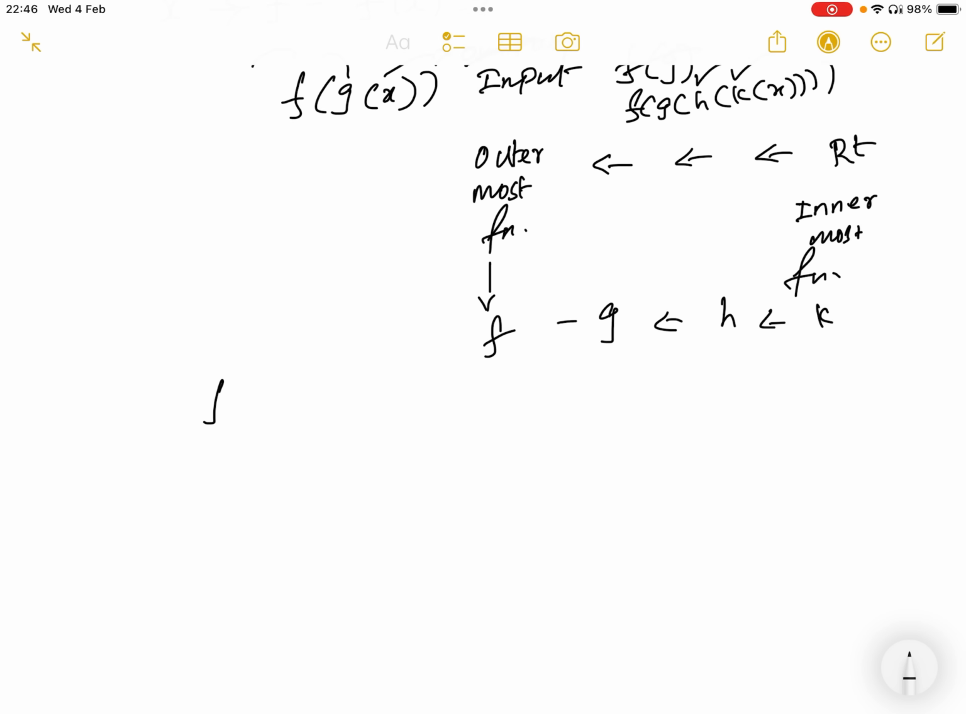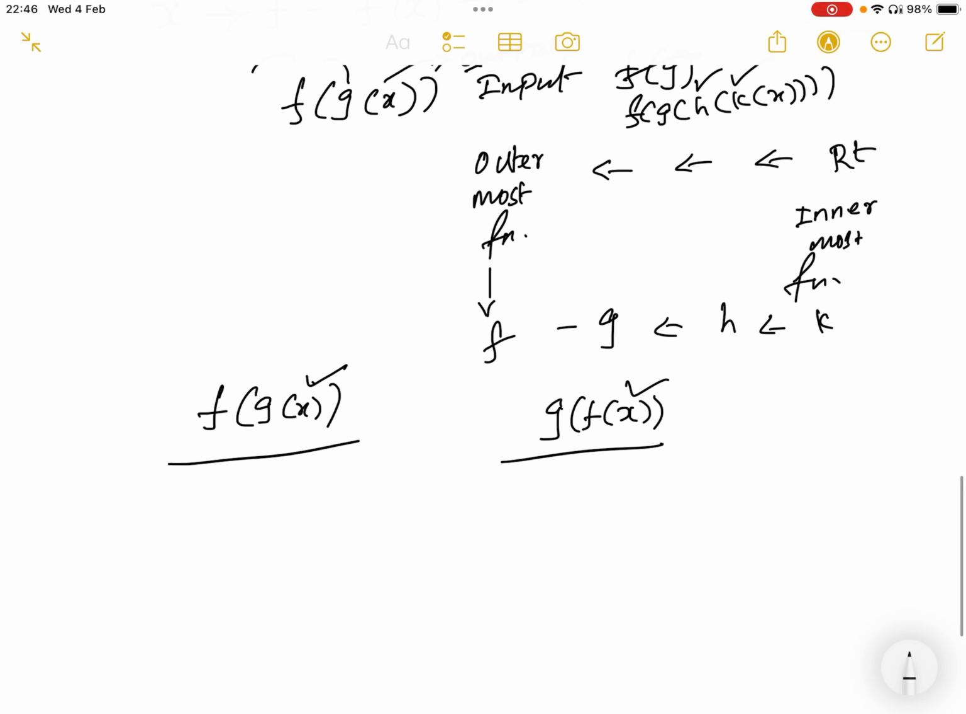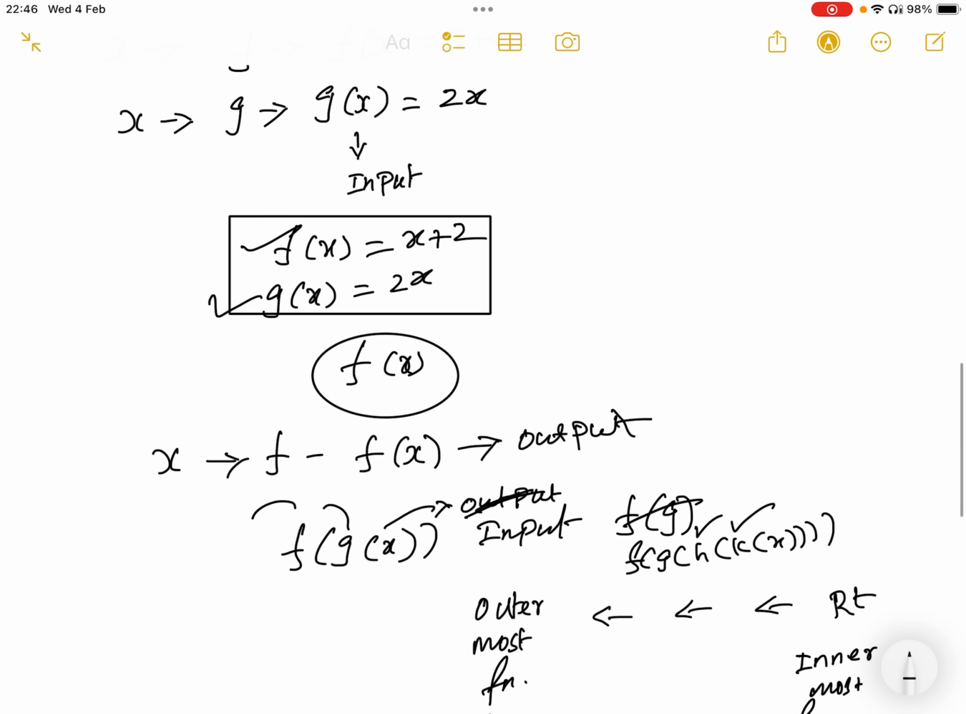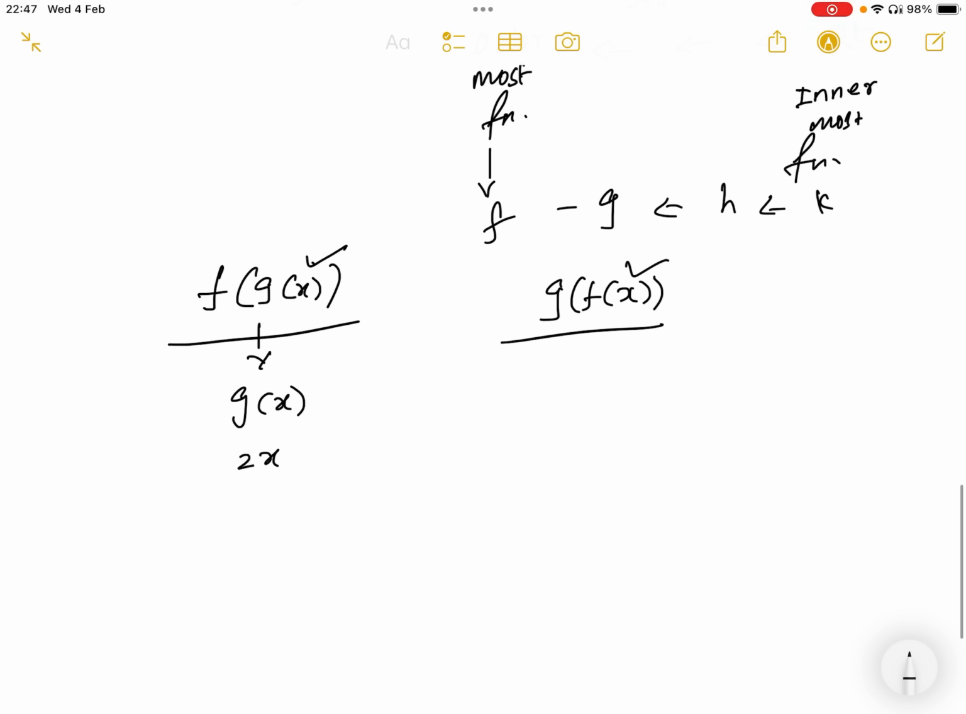Now I will explain with one practical example, f of g of x and g of f of x. Now you will understand it much better. x is the input in both cases because it is written in the bracket. The innermost function in this case is g. So g of x means the output is 2x, because it multiplies by 2, as already defined here. Now where does the output go? It goes to the function f. What does the function f do? It just adds 2. So the output becomes 2x plus 2, which is the output of f of g of x.